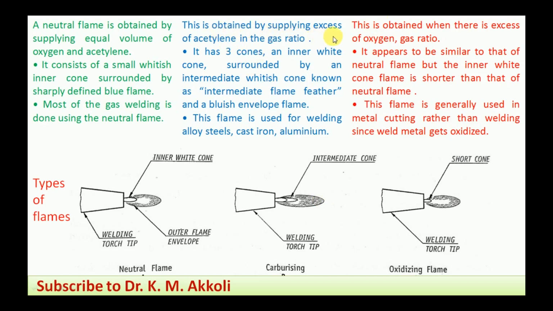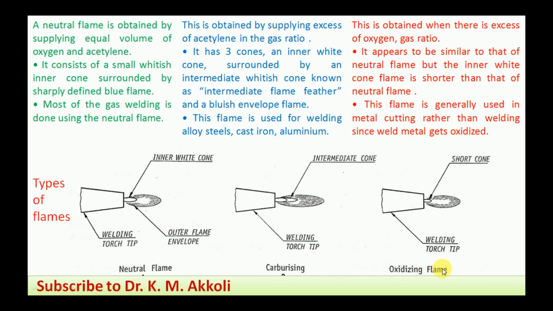This is obtained by supplying excess acetylene in the gas ratio. It has three cones: an inner white cone surrounded by an intermediate whitish cone known as the intermediate flame feather, and outside it a bluish envelope flame. This type of flame is used for welding alloy steels, cast iron and aluminum. For these materials we use the carburizing flame. We can see here the three types of cones in this flame.